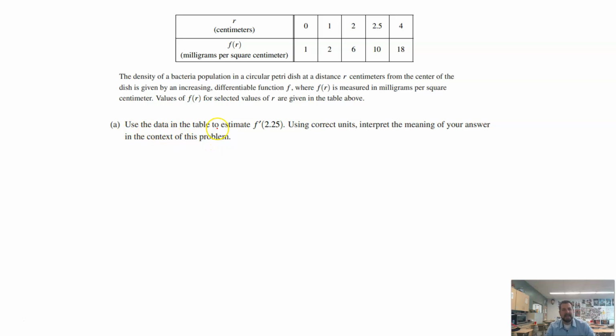So letter A says use the data in the table to estimate f prime of 2.25, which is right here. Obviously, there is no 2.25. So we just choose the 2 points that are closest to that value, and we find the slope between those two values. When we put that in, you can leave your answer like that. If you want to simplify, it does simplify down to 8. And it's easiest right now to just put the units in. Now you'll notice 10 minus 6, that we got both of those values from here, so that is milligrams per square centimeter, and then we divide that by centimeters. Really that's the easiest place to put the units so that you get the points there.